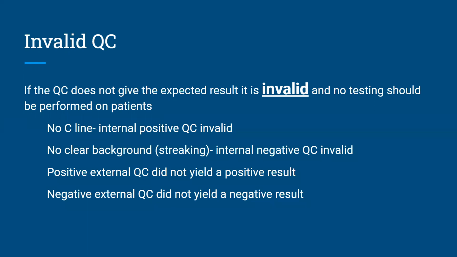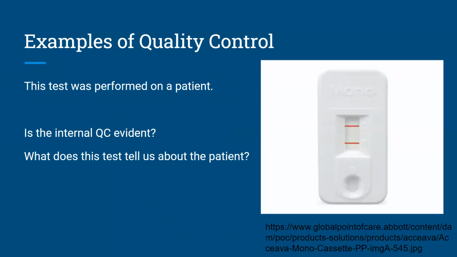Positive external QC, if it didn't yield a positive result as expected, that's also invalid and you would need to repeat. And then same with the negative. If you ran the negative control and did not yield a negative result, you should always repeat before running any patients and make sure that they were the expected result before you move forward.